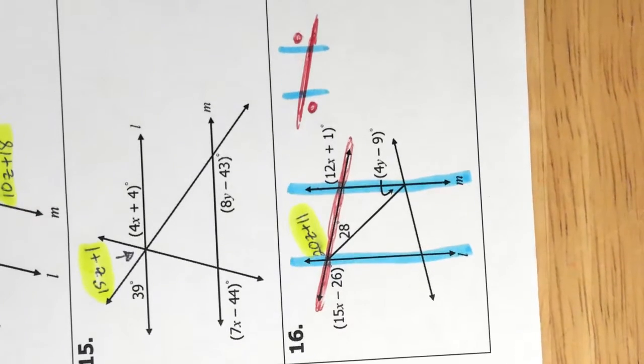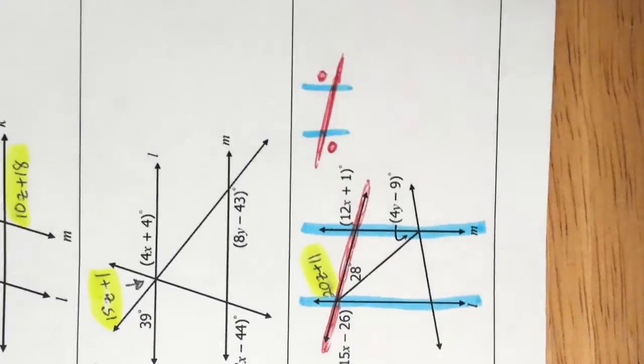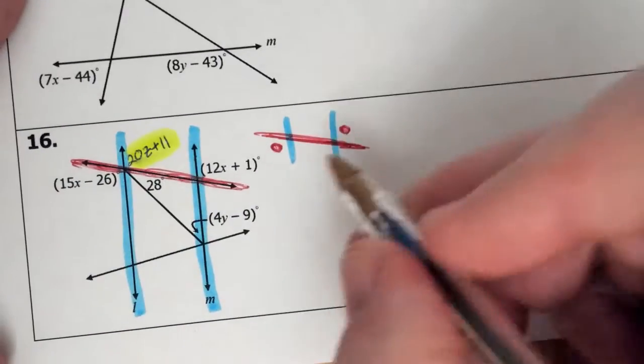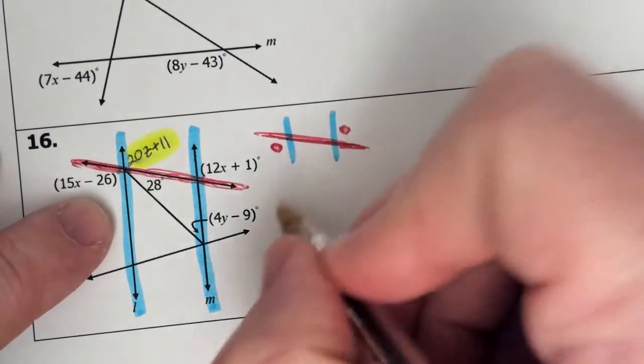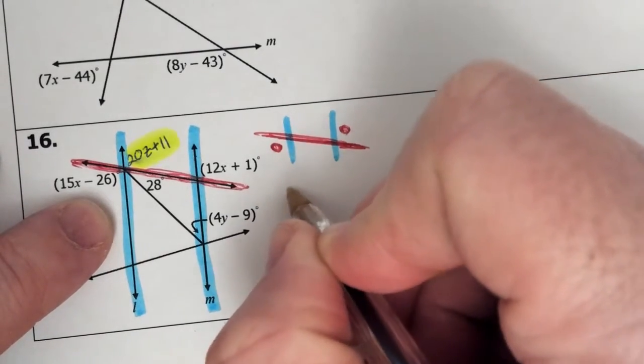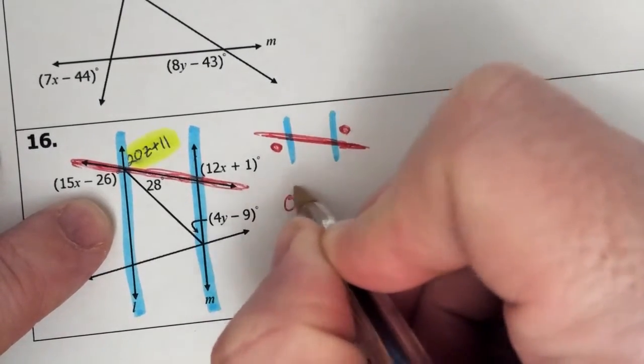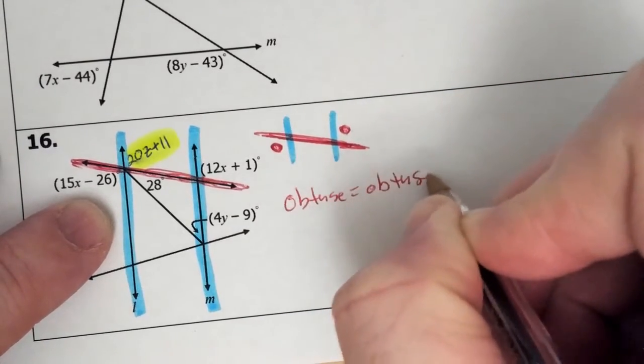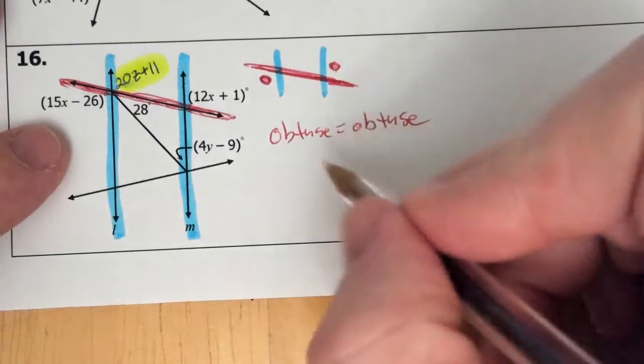If they're both big angles, are they equal, or do they add up to 180? Are they equal to each other, or are they different, meaning they add up to 180? So in this case, they're both the same. They're both big. They're both obtuse. So that means that they're equal. So we're basically saying obtuse is equal to obtuse. So let's actually solve it.